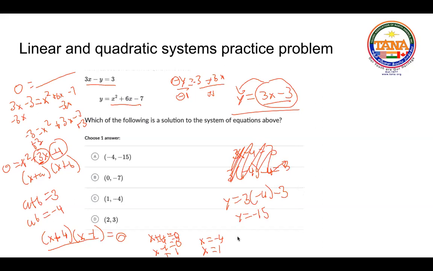And then for the other one, you plug in y equals 3 times 1 minus 3, which is 0. And so now you know that when x is -4, y is -15, and when x is 1, y is 0. And the only answer that matches up is A. Does anyone have any questions?